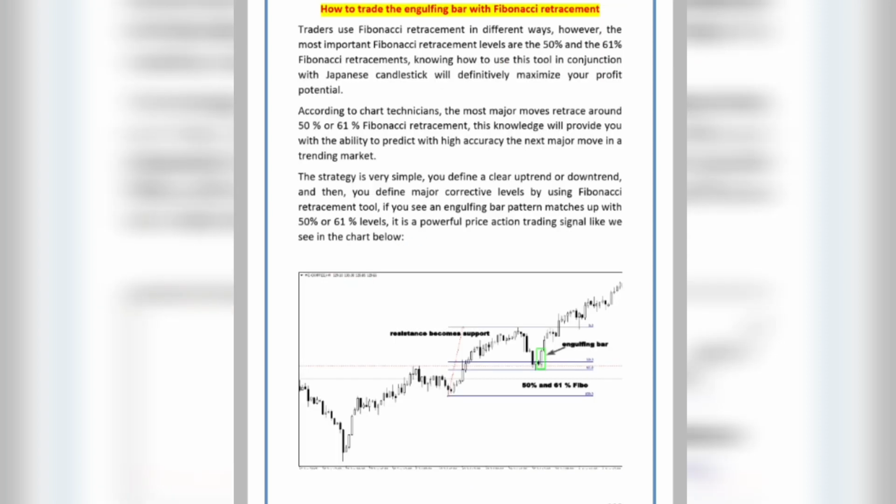How to trade the engulfing bar with Fibonacci retracement. Traders use Fibonacci retracement in different ways. However, the most important Fibonacci retracement levels are the 50% and the 61% Fibonacci retracements. Knowing how to use this tool in conjunction with Japanese candlesticks will definitely maximize your profit potential.